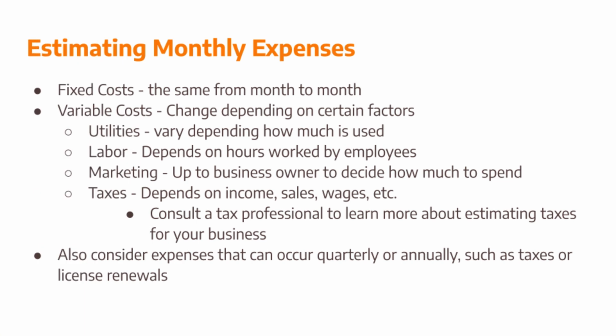There are several factors that we should consider when estimating our monthly expenses. First, we should make sure we understand the difference between fixed costs and variable costs. Fixed costs stay the same from month to month, while variable costs change depending on certain factors. These are things like utilities, which vary depending on how much is used, labor, which depends on the hours worked by employees, marketing, that's up to the business owner to decide how much to spend, and taxes will depend on things like income, sales, wages, and more.